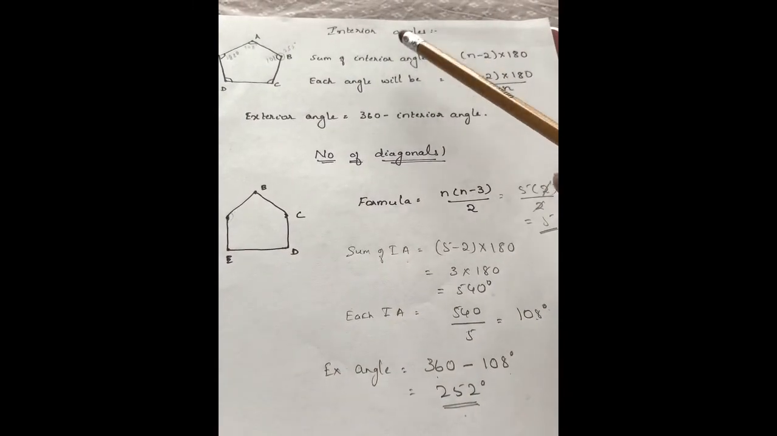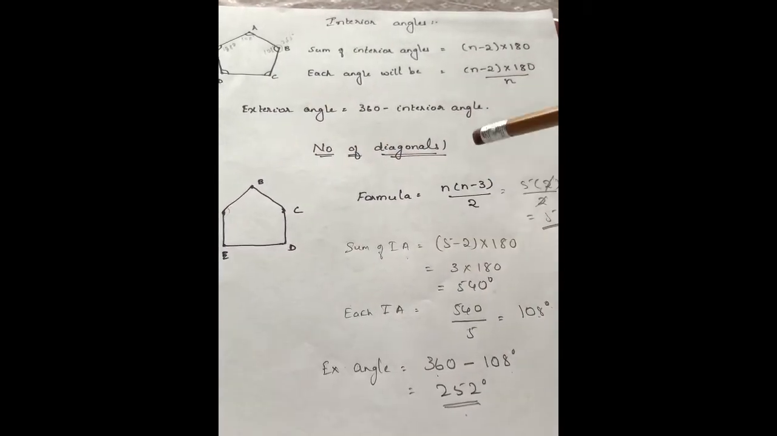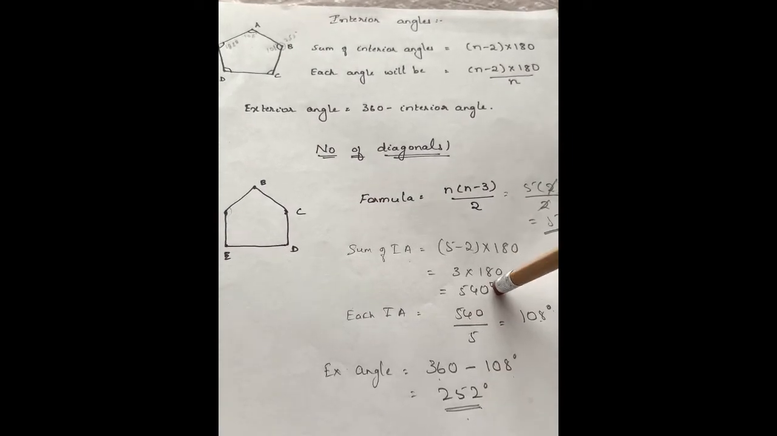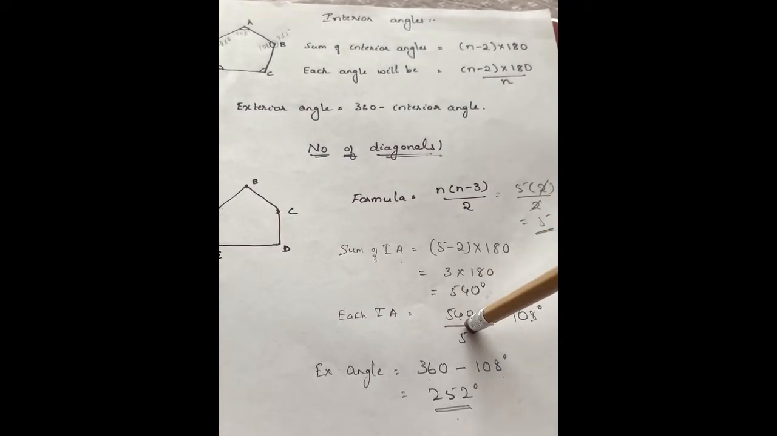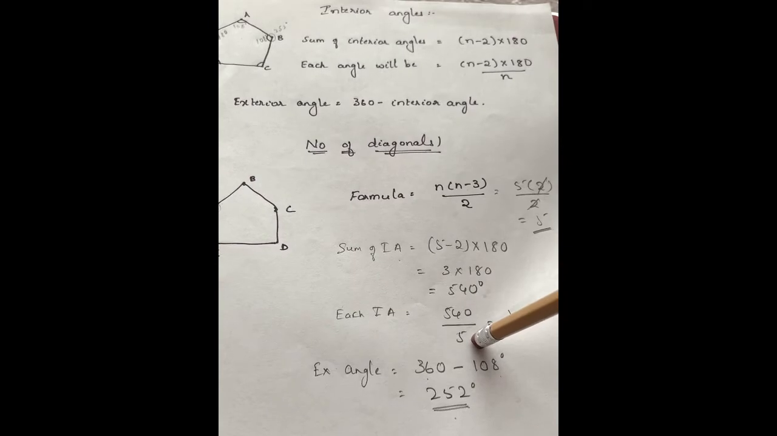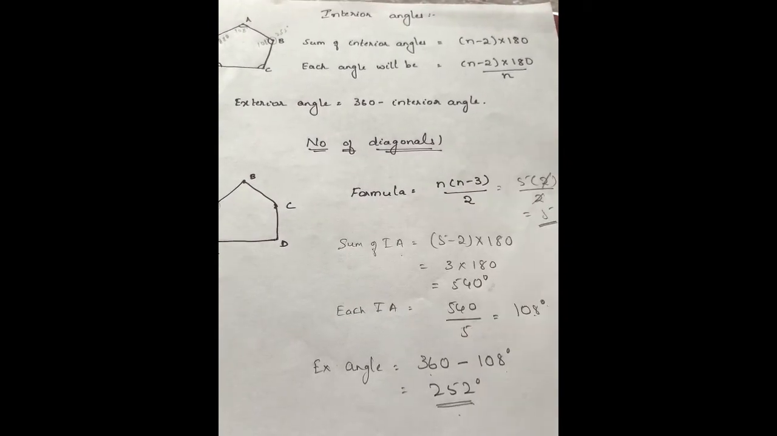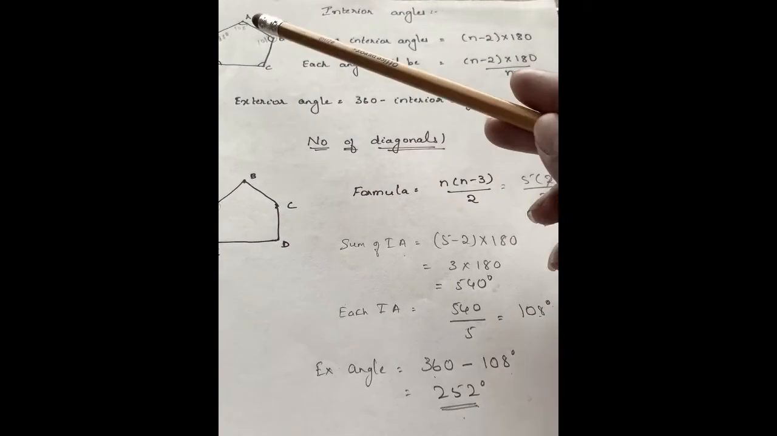Here is the formula for the sum of interior angles of a polygon. I have taken 5 here, a pentagon, and I get 540 as the sum of interior angles. For each angle, we divide it by the number of sides or vertices, which is 5 in this case. 108 is the interior angle for the pentagon.